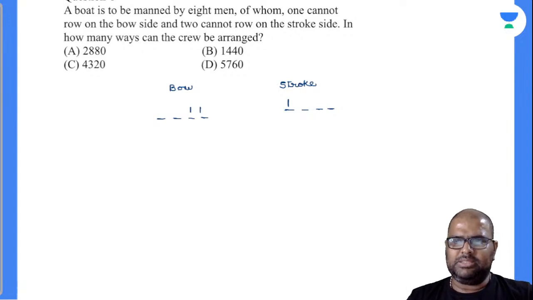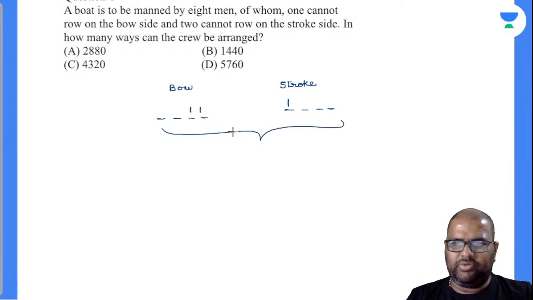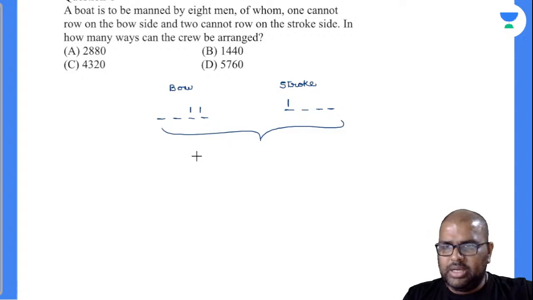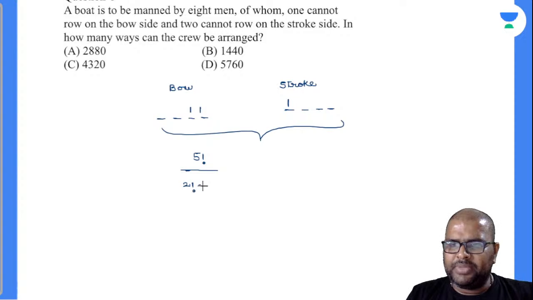In how many ways? So, totally how many slots are left over? 5 slots are left over, and 5 persons are left over. Am I right or wrong? So these 5 slots will be arranged in 5 factorial ways. And are there duplicities? Yes, because here 2 factorial and here 3 factorial. And again, you have to arrange those on both sides also.